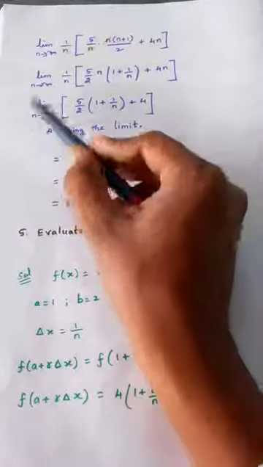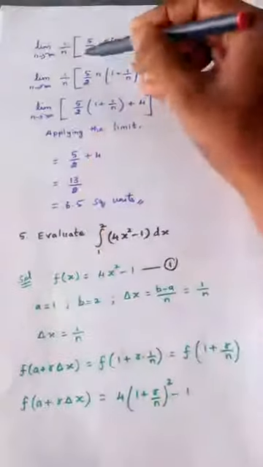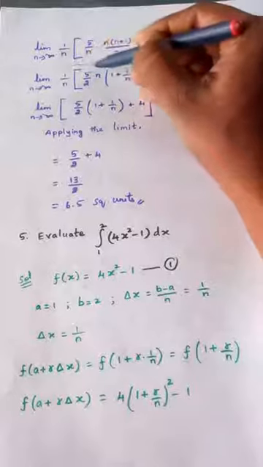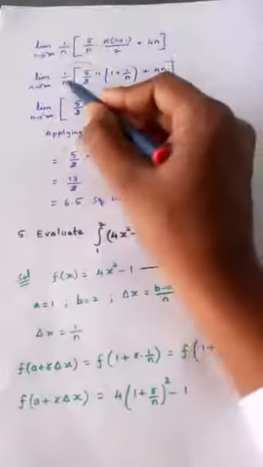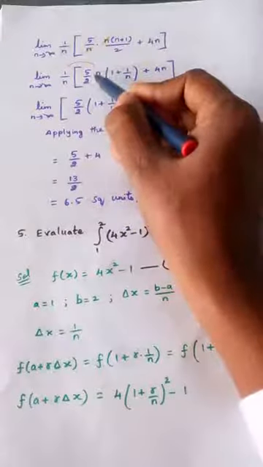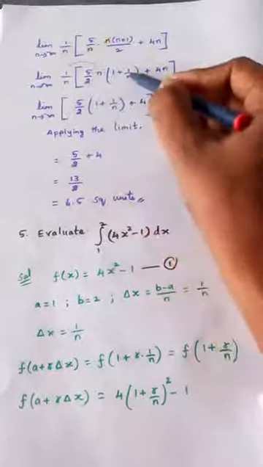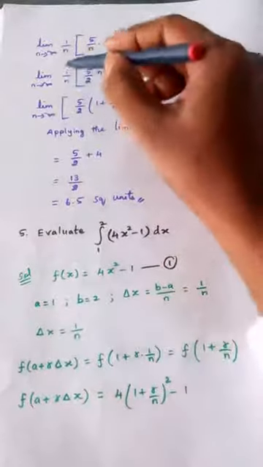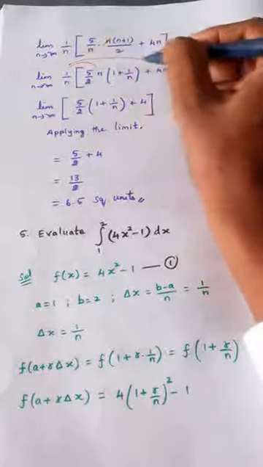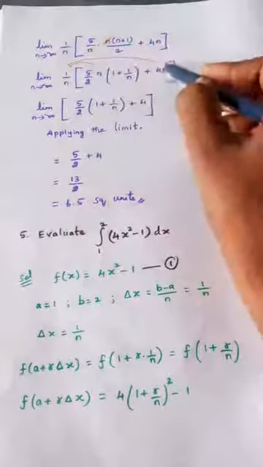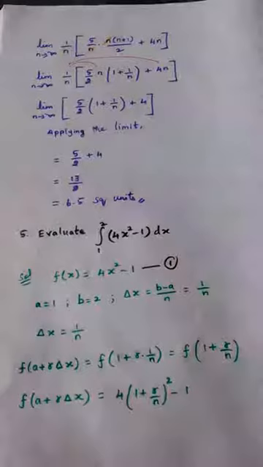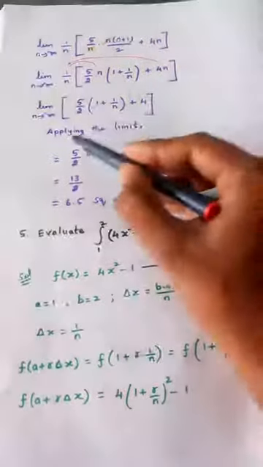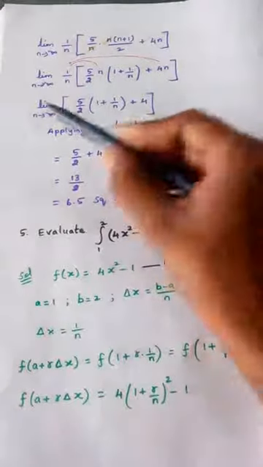In the next step, limit n goes to infinity, bringing this 1 by n inside. What will happen? This n and this n will get cancelled. So 5 by 2, this alone remains. When it is taken to the next term, again n cancels, so 4 remains. Now I am going to apply the limit. Applying the limit means what?